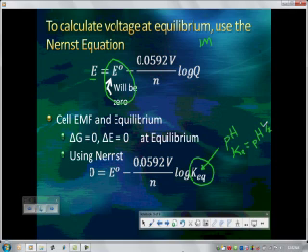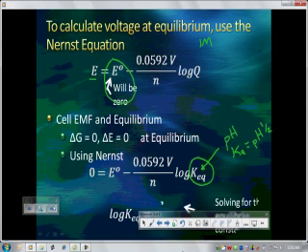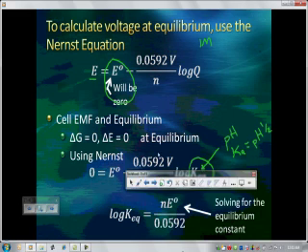And so that was an important process for us to go through in your lab, so that you would know all the different ways we could get K to put into an equation like the Nernst equation. Now we're going to have to use it. And that's log base 10.